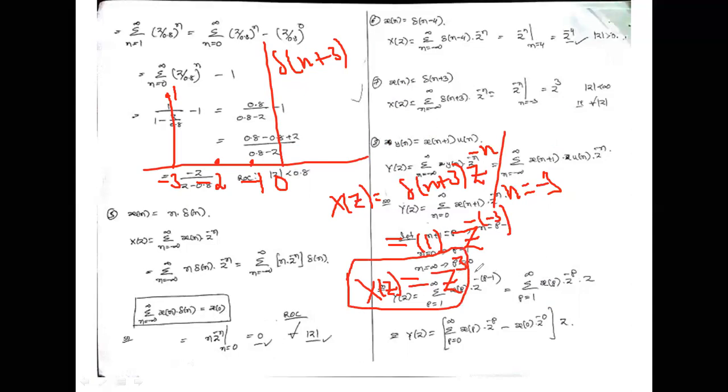ROC is towards the left side, meaning less than infinity. Except z is equal to infinity, the entire z plane is the ROC. Except z is equal to infinity, for the remaining values of z, x of z takes a finite value. Except z is equal to infinity, for all the remaining values of z the function x of z exists. That is for delta of n plus 3.